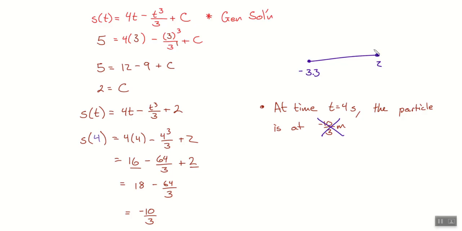How far am I from where I started? Like, I've been displaced. By how much? 5.3? Instead of saying we're at negative 10 thirds meters, which is true, I think it makes more sense, and it's a much more natural way to speak. We'll say, and I'm going to cross that one out too, 5.3 meters to the left of where we started. Now we can say it since we've referenced the particle of where it started.